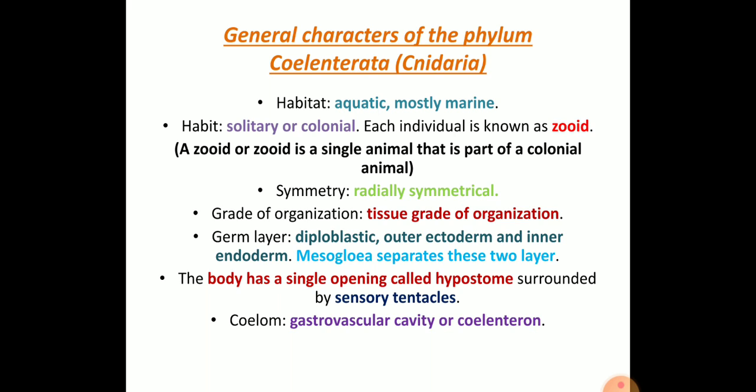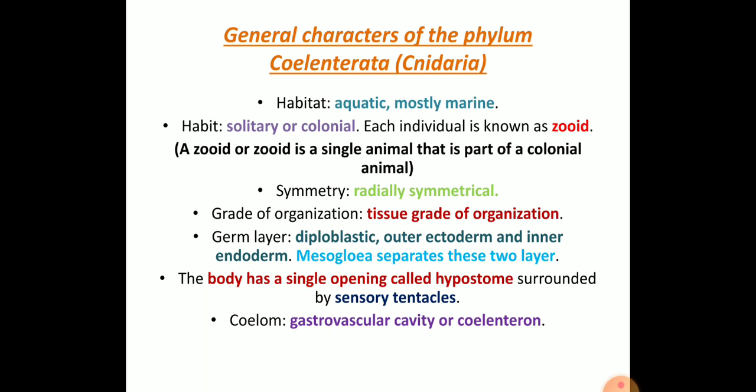In coming slides I will show the picture of how the mesoglea separates the two different layers, that is ectoderm and endoderm. The body has a single opening called the hypostome, which has sensory tentacles. If you take a jellyfish, it has several tentacles, which help in defending and also in paralyzing its prey. These have different types of cnidoblast cells which contain venom inside them, so they help in killing or paralyzing.